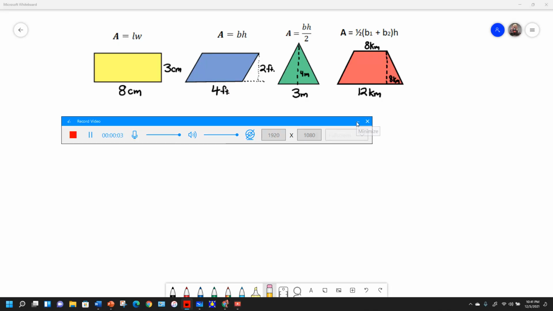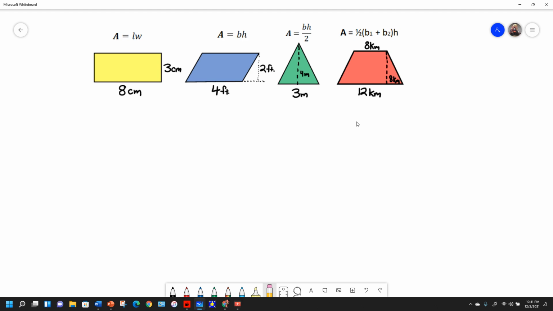Good day, children. Today we're going to be finding areas of these two-dimensional shapes. So let's dive right into it. You'll notice that for your convenience, I've placed the formulas for each of these areas right at the top. And we're just going to dive right into it.